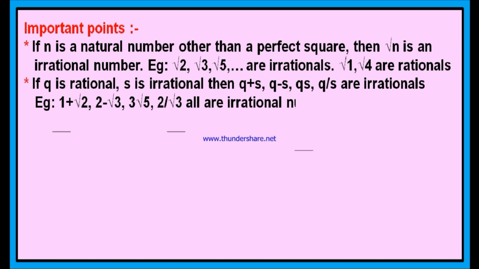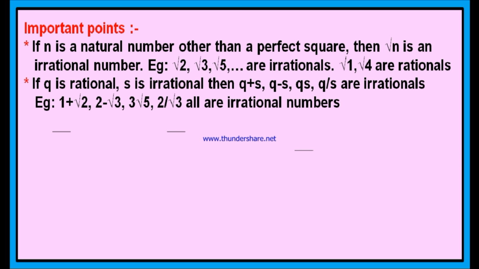1 plus root 2: 1 is a rational number, root 2 is an irrational number. If you add them, you will get an irrational number. 2 minus root 3, rational minus irrational is irrational. 3 into root 5: 3 is a rational number and root 5 is an irrational number. If you multiply, the product is an irrational number. And 2 divided by root 3: 2 is rational, root 3 is irrational. If you divide, the quotient is an irrational number.